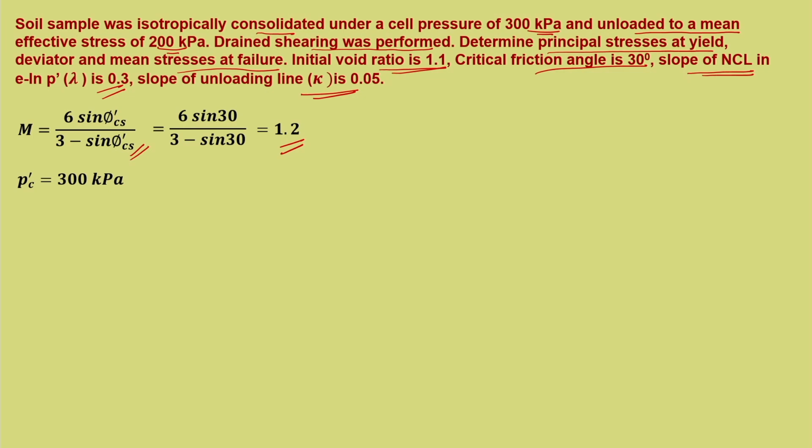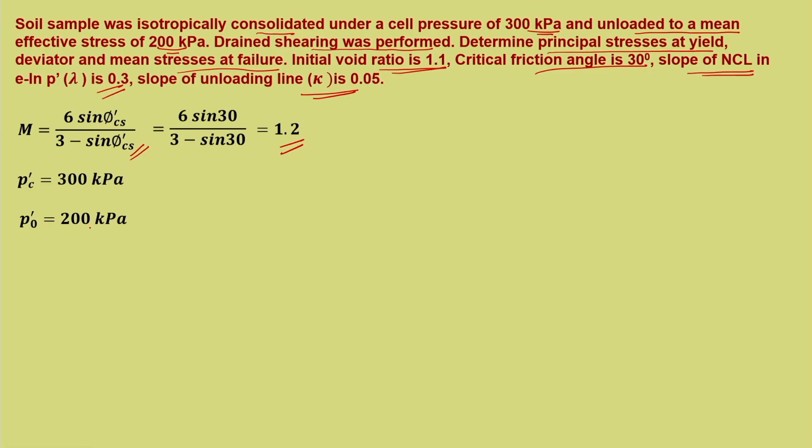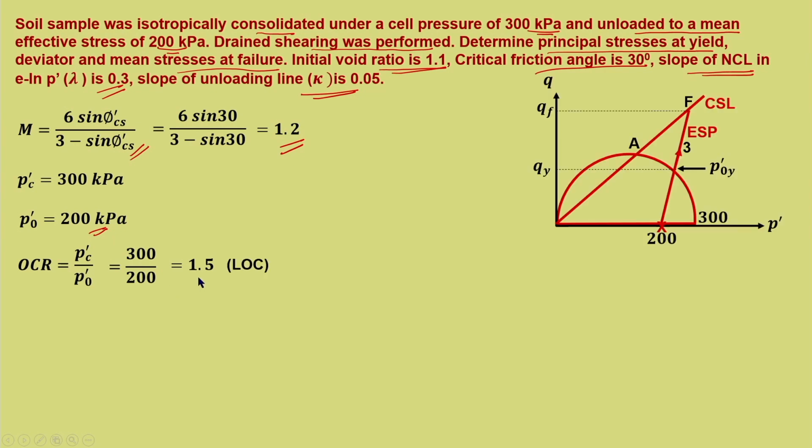P dash c, what is p dash c? We need to understand the significance of p dash c. P dash c is the maximum isotropic consolidation, that is, the maximum yield stress or pre-consolidation pressure. It is the extreme point of the major axis of the ellipse. It is unloaded to 200 kilopascal. OCR is p dash c upon p naught dash, 300 by 200, which is equal to 1.5. Less than 2, so we can consider this to be a lightly over consolidated sample. So it is an LOC. This is what it means.